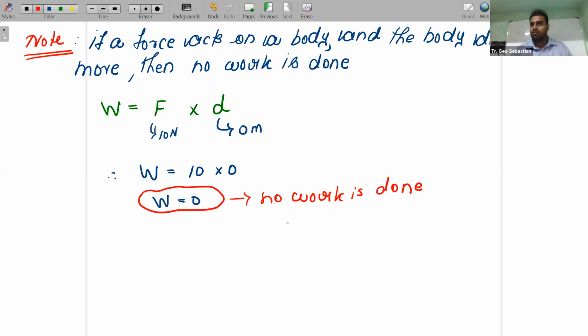Understood? Any doubts? Now, if F is equal to 0, what happens? Then also work will be 0. If there is no force, there is no displacement. Hence, there is no work. Understood? But this is another condition, if we are considering the distance. We apply force, but the body is not moving any distance. Because of that reason, work done will be 0. Understood? Fine.